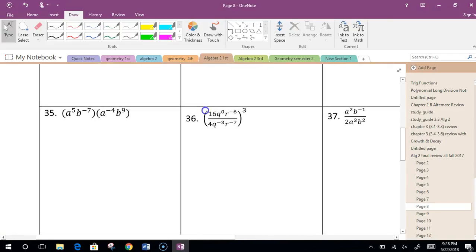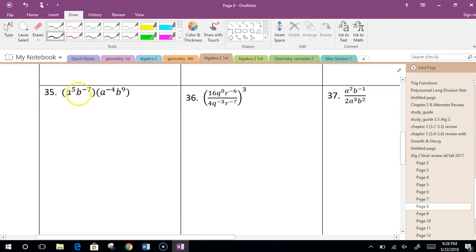Then we get into the variable problems. Again, multiple bases, different exponents, keep the bases, add the exponents. Well, 5 plus a negative 4 is a 1, negative 7 plus 9 is a 2. And that would be your final answer.